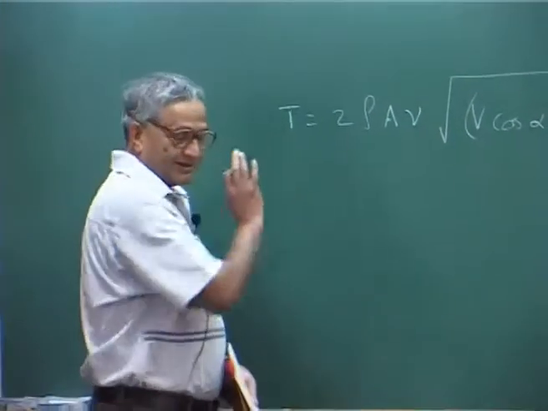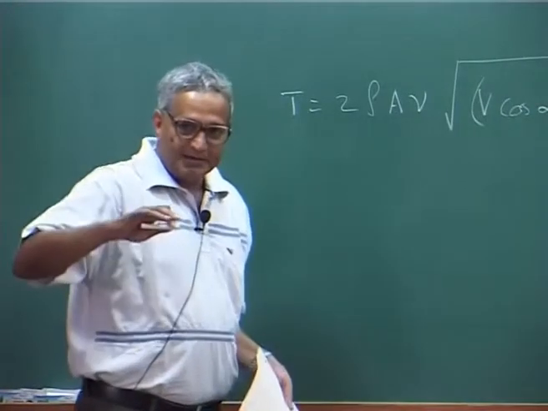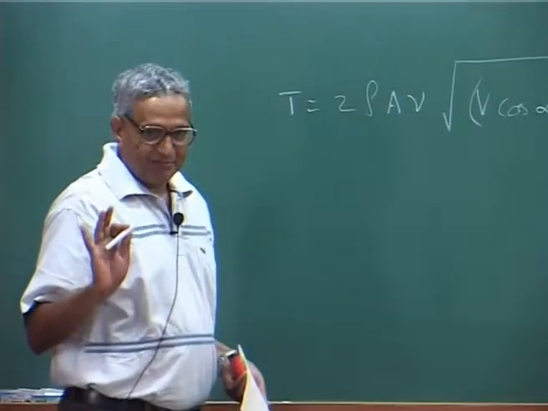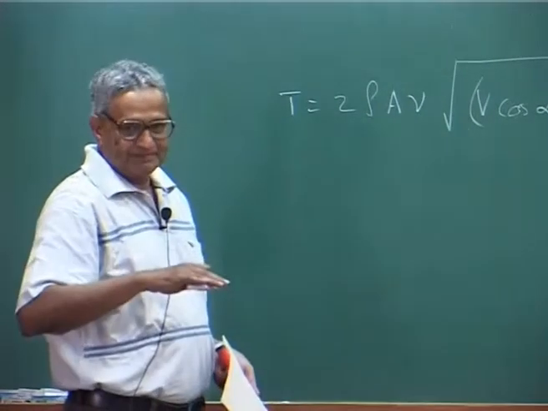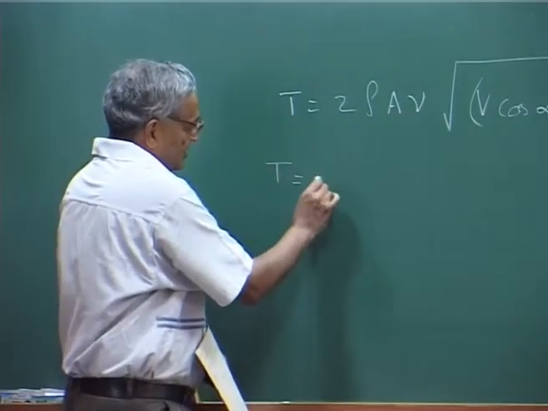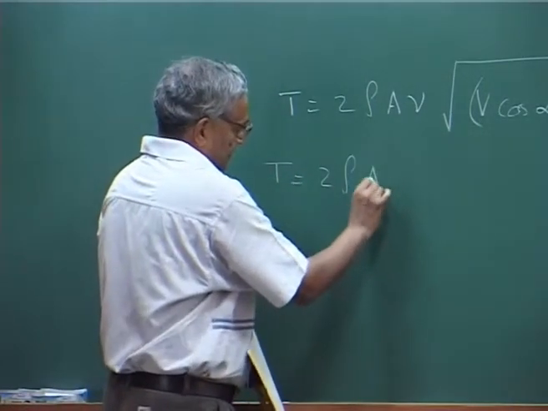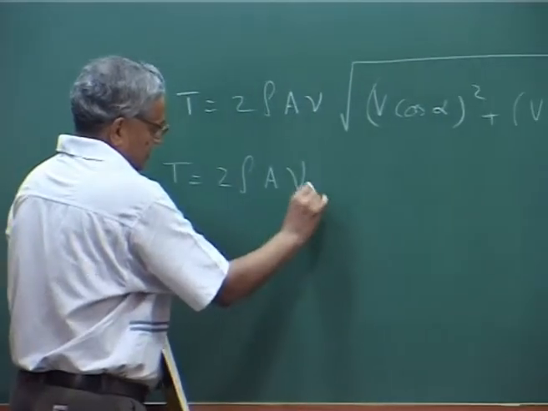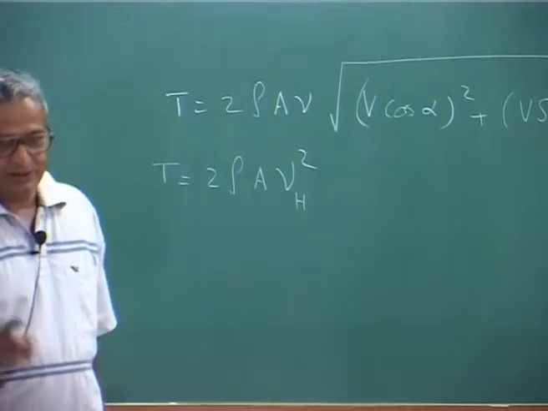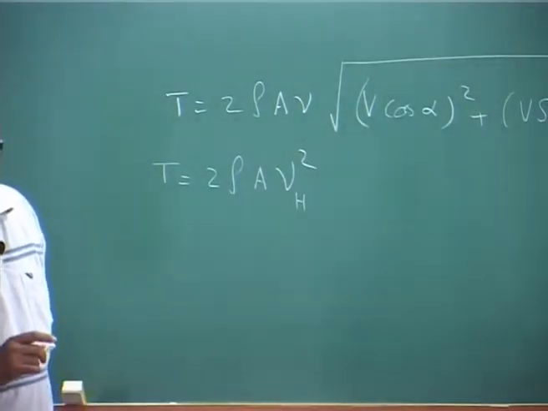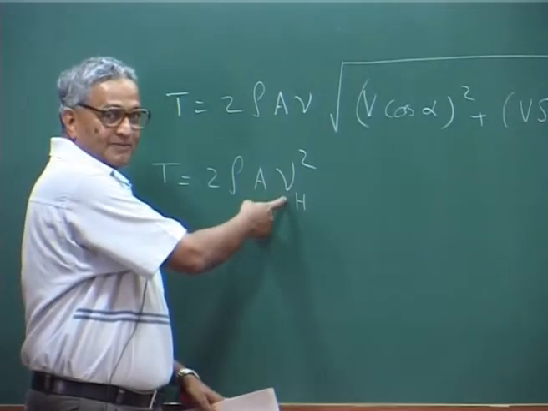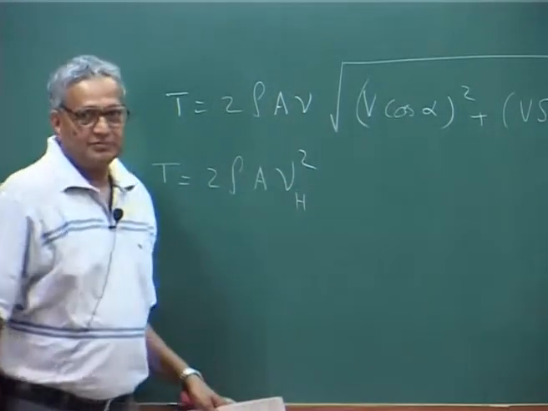Because in hover it is supporting the same weight of the helicopter. So, thrust is the same even if it is climbing forward or moving forward. So, in hover we write, and please note that I am putting a subscript h to denote the difference between the hover inflow and the forward flight inflow.